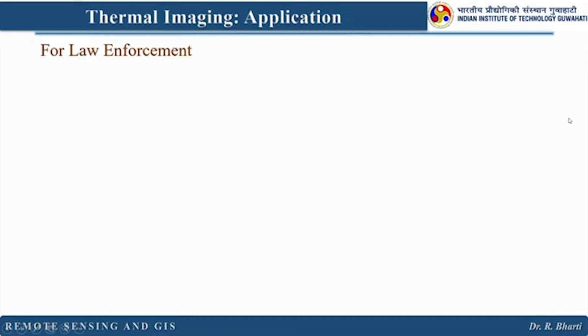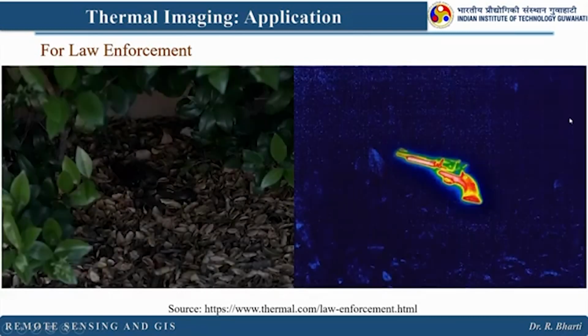The next one is for law enforcement. Here this gun was hidden, but here it is very evident that the gun is lying in this particular location. So you can easily track what we cannot do, or what was hidden or camouflaged in the visible range. There are a few advantages which you cannot have with any other wavelength region.